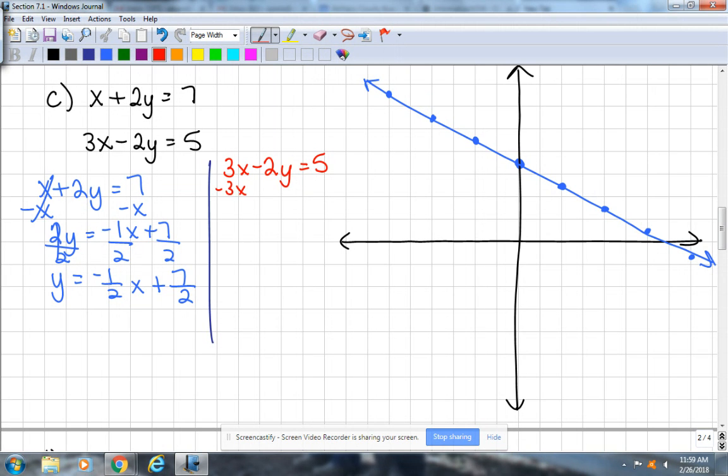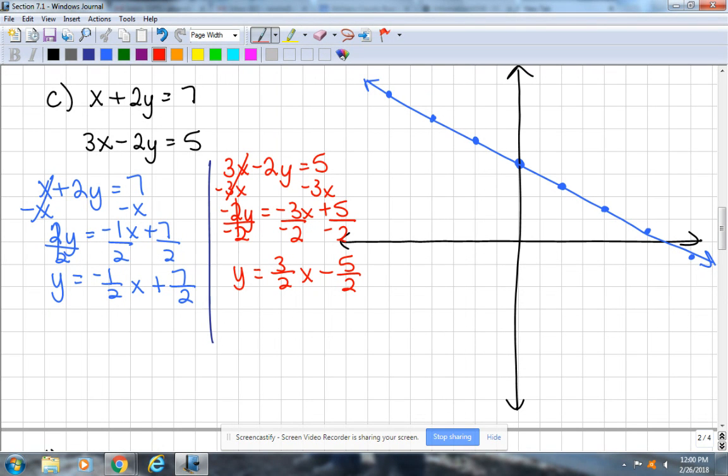So I will subtract 3x on both sides. And then I get negative 2y equals negative 3x plus 5. And then I divide all of my terms by negative 2 to get y by itself. And simplify, I got to fix my signs. I get a positive 3 over 2x minus 5 over 2. And negative 5 over 2 is the same thing as negative 2.5 as a mixed number.